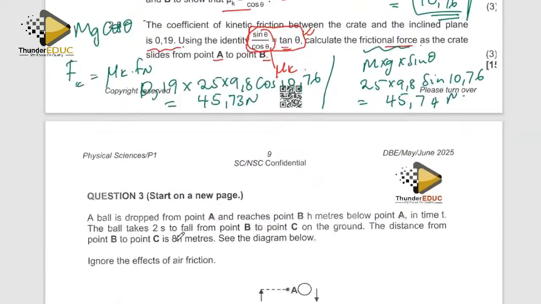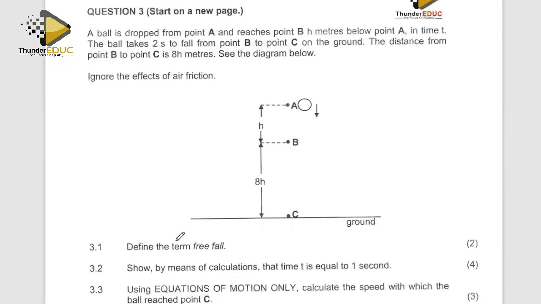Then question number 3, it's telling us that there's a ball that is dropped from point A and reaches point B, which is h meters below A, in time t. The ball takes a further 2 seconds to fall from B to C. The distance between B and C is 8h meters, 8 times the original height. We are ignoring friction as always.